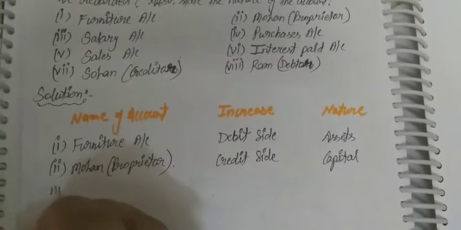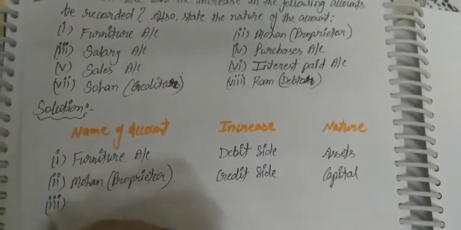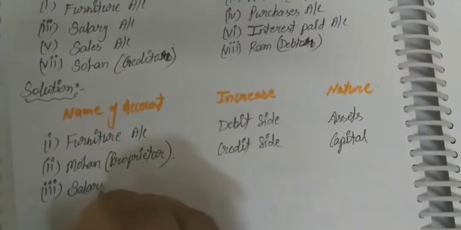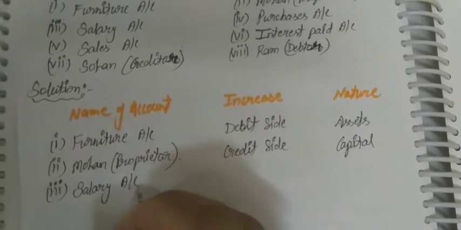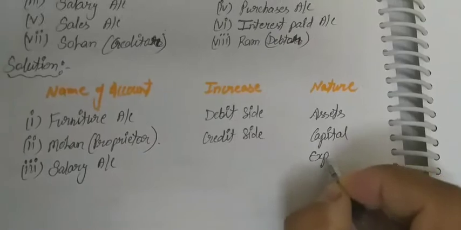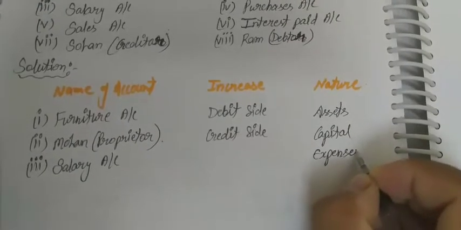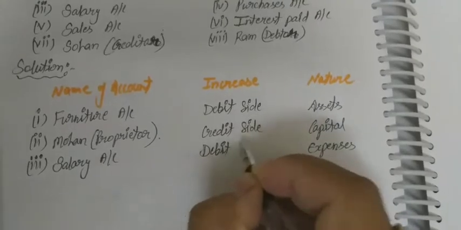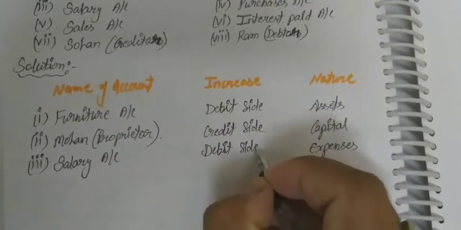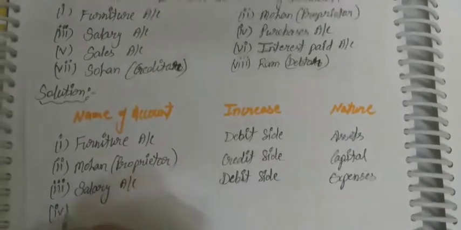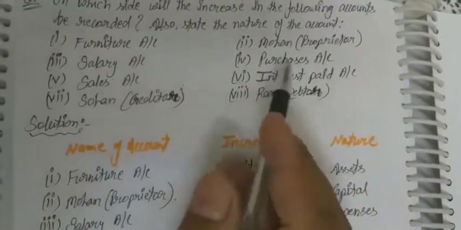Third, salary account. Salary account is an expense, and expenses increase on the debit side. Next, fourth one, purchases.